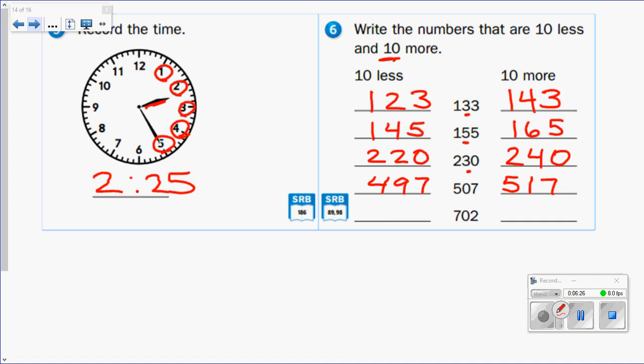For 702, you're going to go back 10, okay, and that gives us 692. And for adding 10, the hundreds stay the same. We're going to add a 10, and the 1 stays the same. All right, boys and girls, this concludes Math Box lesson 1.8.